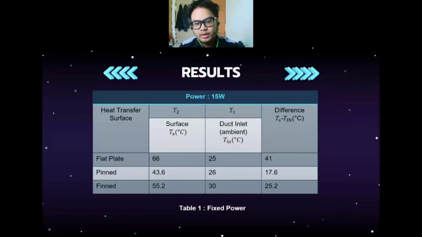So from the experiment, we get 2 sets of temperature data from the equipment, which is TS or T2 and Tin or T1. So for this table, we have to calculate the differences, which is TS minus Tin. So the flat plate we get a difference of 41 degrees Celsius. For the pin, we get 17.6 degrees Celsius. And for the fin, we get 25.2 degrees Celsius.